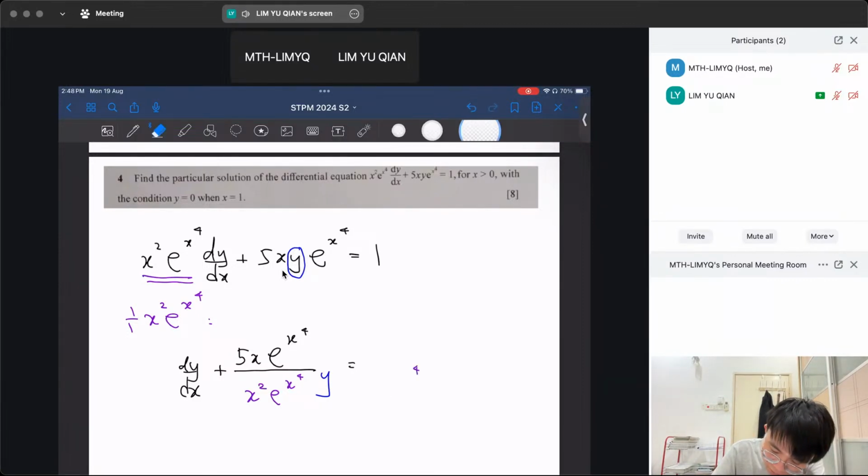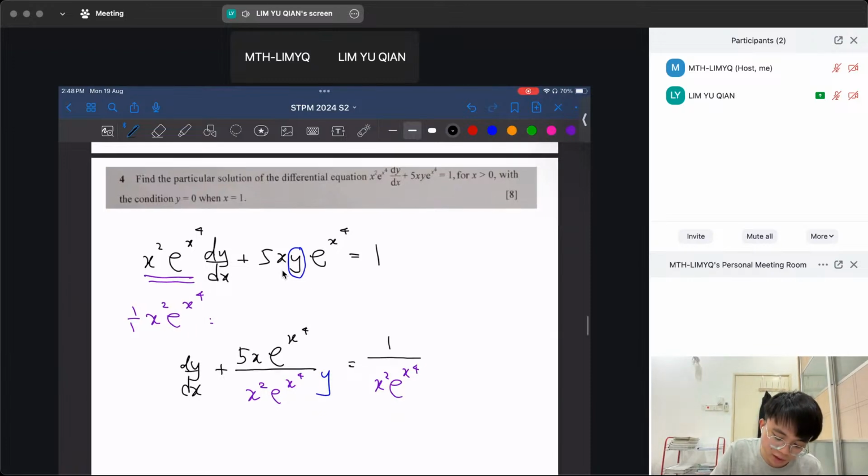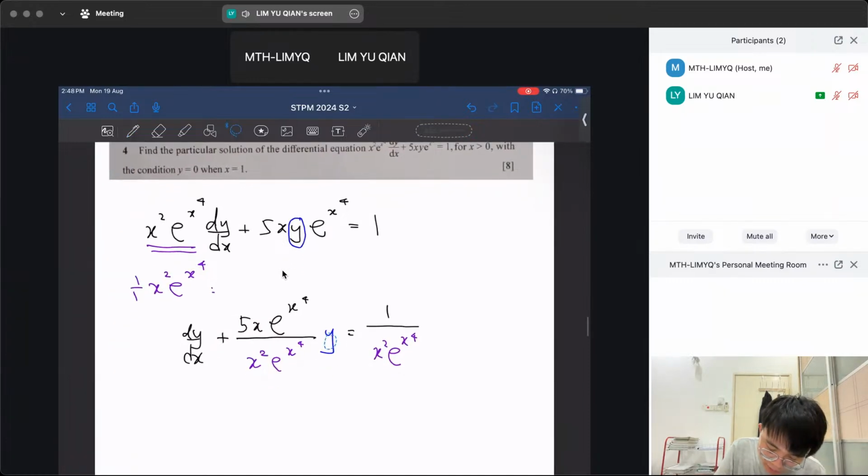So later the problem is integrating the right hand side. Integrating the right hand side needs integration by parts 2 times. So this one also you have to recognize. Okay, never mind. Let's continue.